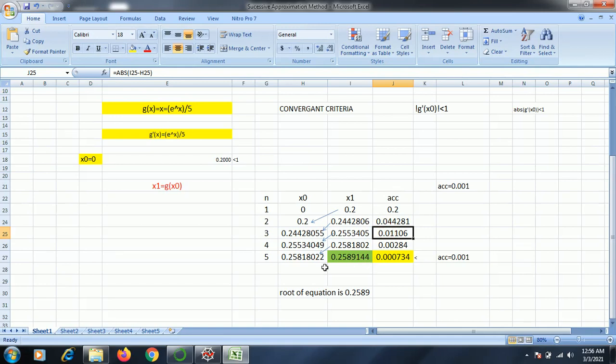Likewise, I will go further, and on the fifth iteration, I have calculated the value of x1 equal to 0.2589. Its accuracy is less than 0.001. So here we are going to stop, and finally the root of the equation is 0.2589.